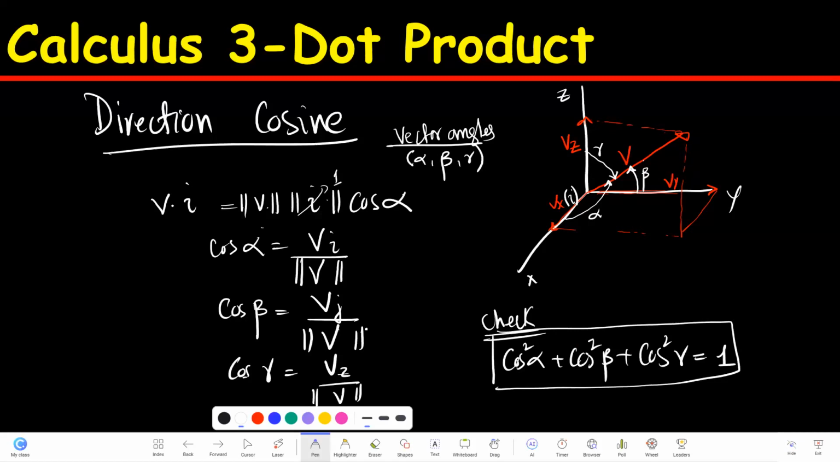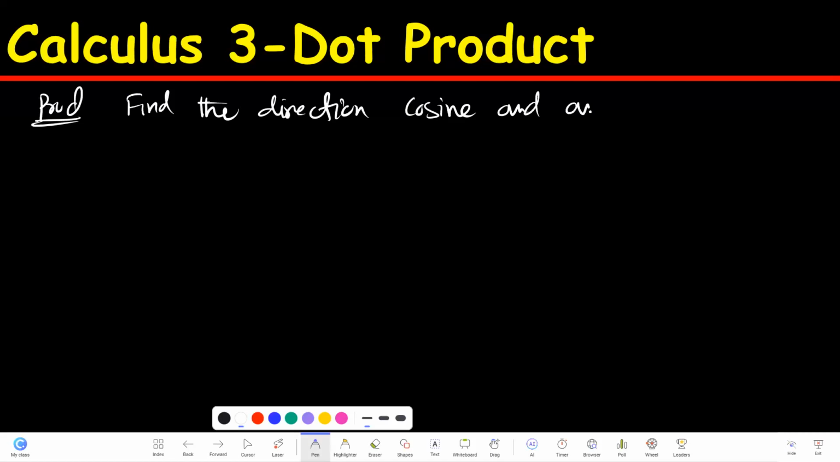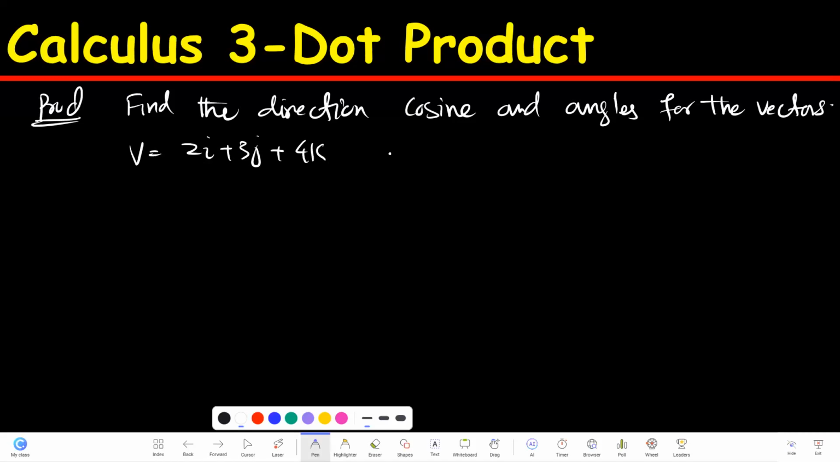Okay, so let me do one problem. Find the direction cosines and angles of the vector v equals 2i plus 3j plus 4k, and show that the sum of the squared direction cosines equals 1.